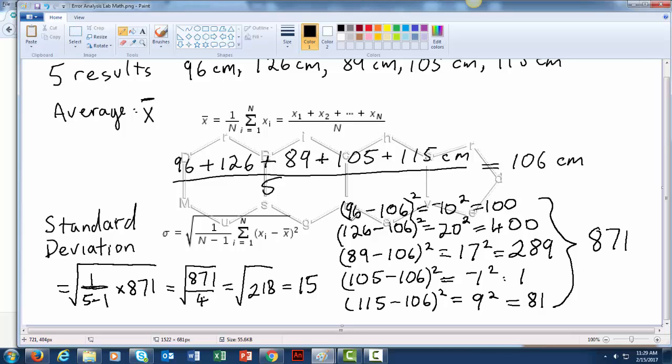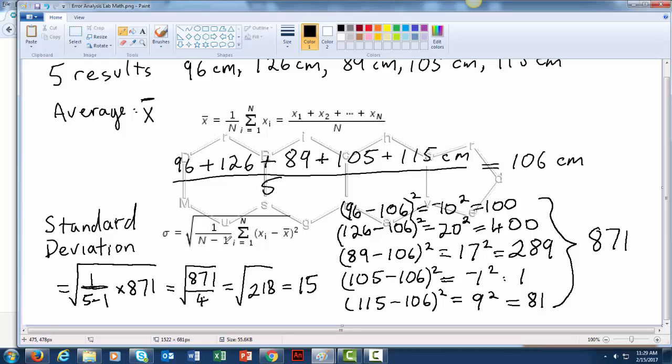Just taking these numbers here and subtracting out the average, which we calculated up here. So we do that for each of these, and we square each of them, and we come up with these values. Then what we do is we add all of these values together. That's what this sigma here means. It means we just add all of those results together. So it's the x minus the average squared, and we do that for each of them, and we add all of those together. That comes out to be 871.